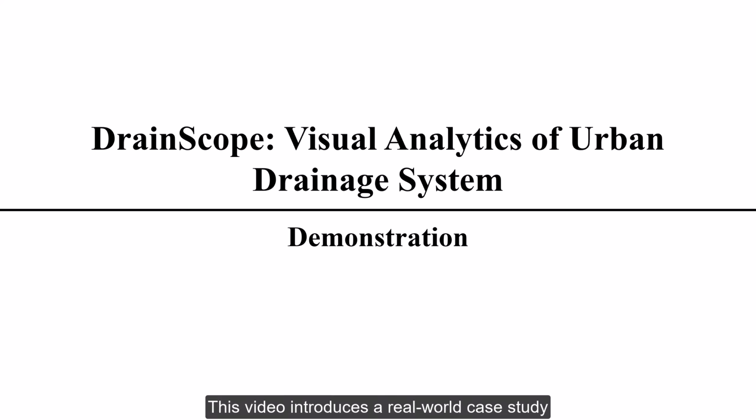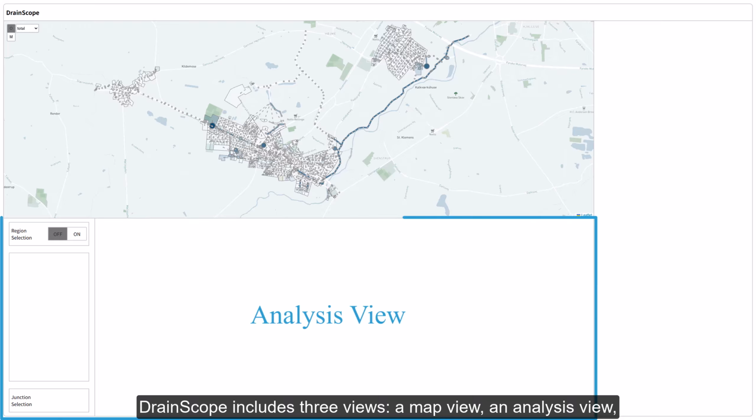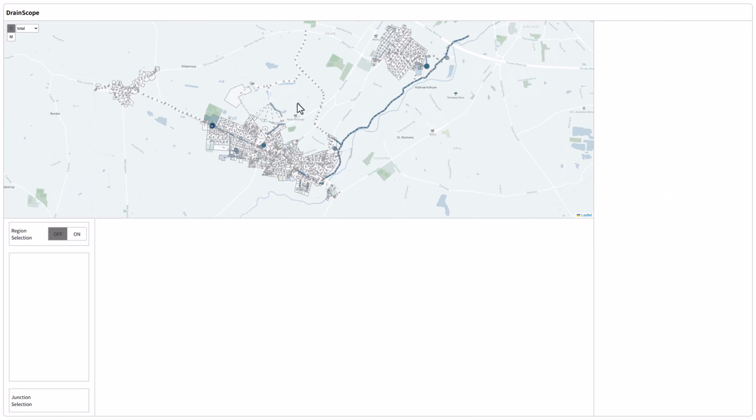This video introduces a real-world case study to demonstrate how DrainScope works and how effective it is. In this case study, we focus on the Bellinga drainage system in Odense, Denmark. DrainScope includes three views: a map view, an analysis view, and a comparison view.